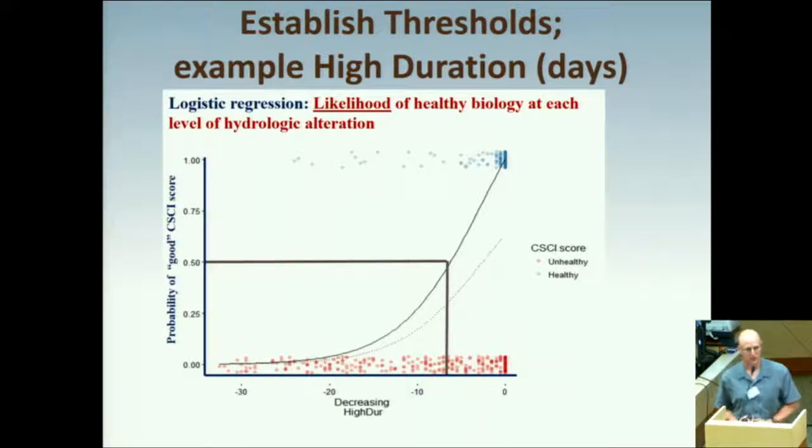And the way this logistic regression approach works is on the y-axis I have the probability of the CSCI score being below a given threshold. And so we use 0.79. The CSCI goes on a 0 to 1 scale, and we use 0.79 as a boundary between impacted and more natural. That's a putative boundary that we tend to use. So I can look at the probability of the CSCI score being good, being above that 0.79 level, and I can relate that to any hydrologic metric that I want on the x-axis.